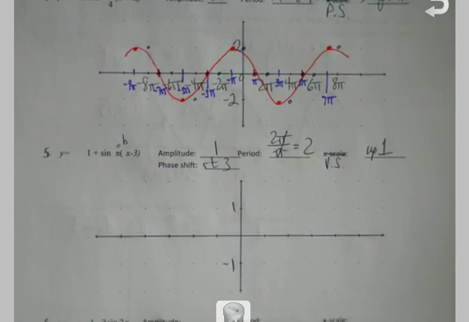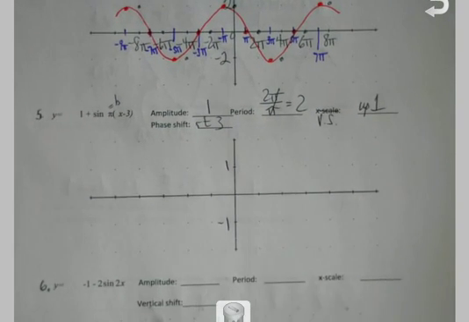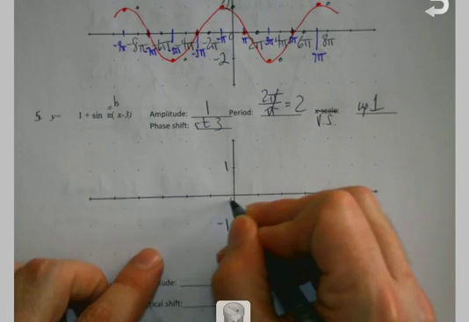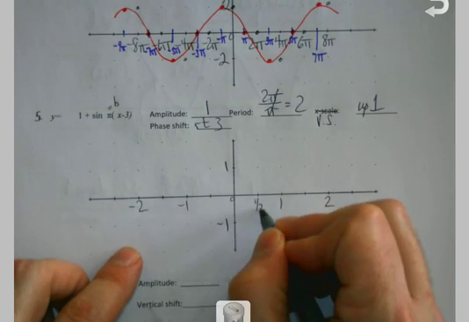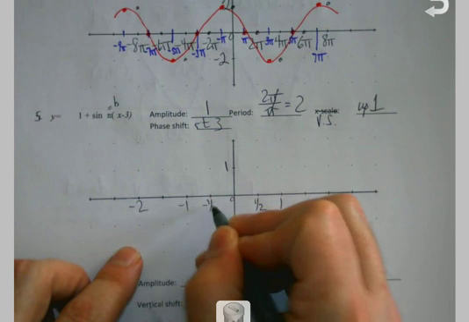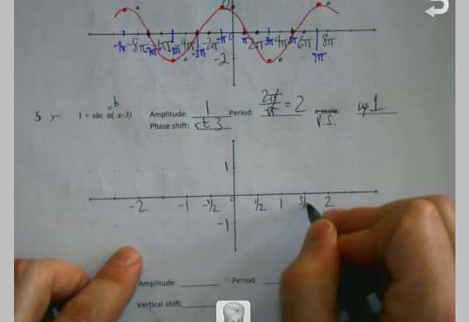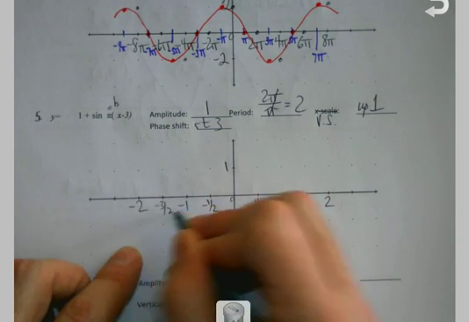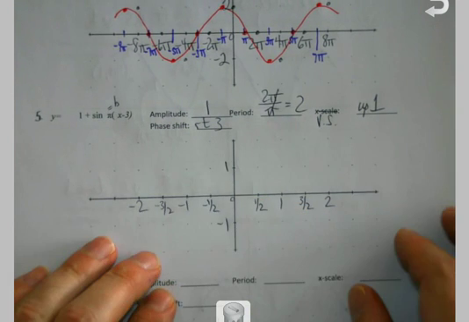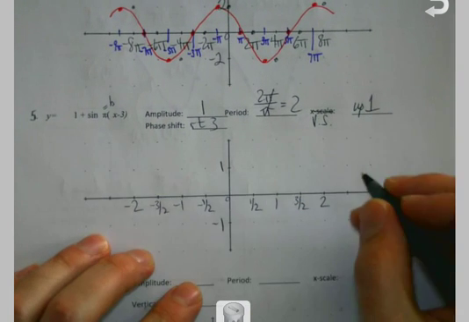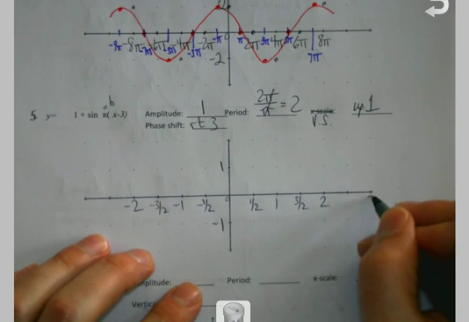So, all right, let's see here. Period of 2. So this would be 1, 1/2, and 3/2. And I notice I have a phase shift of right 3. Oh, buddy. Okay, so let's see here. Let's keep going.